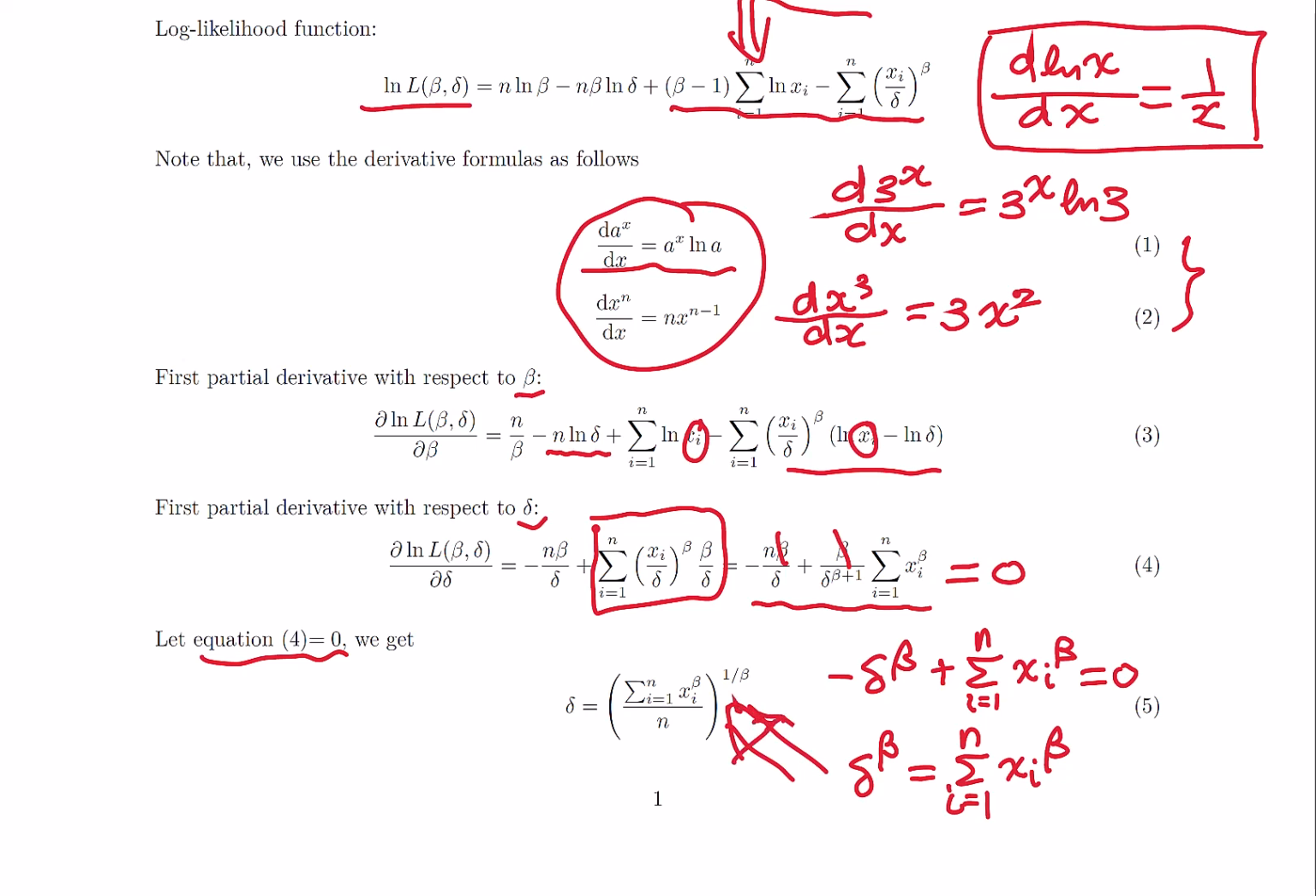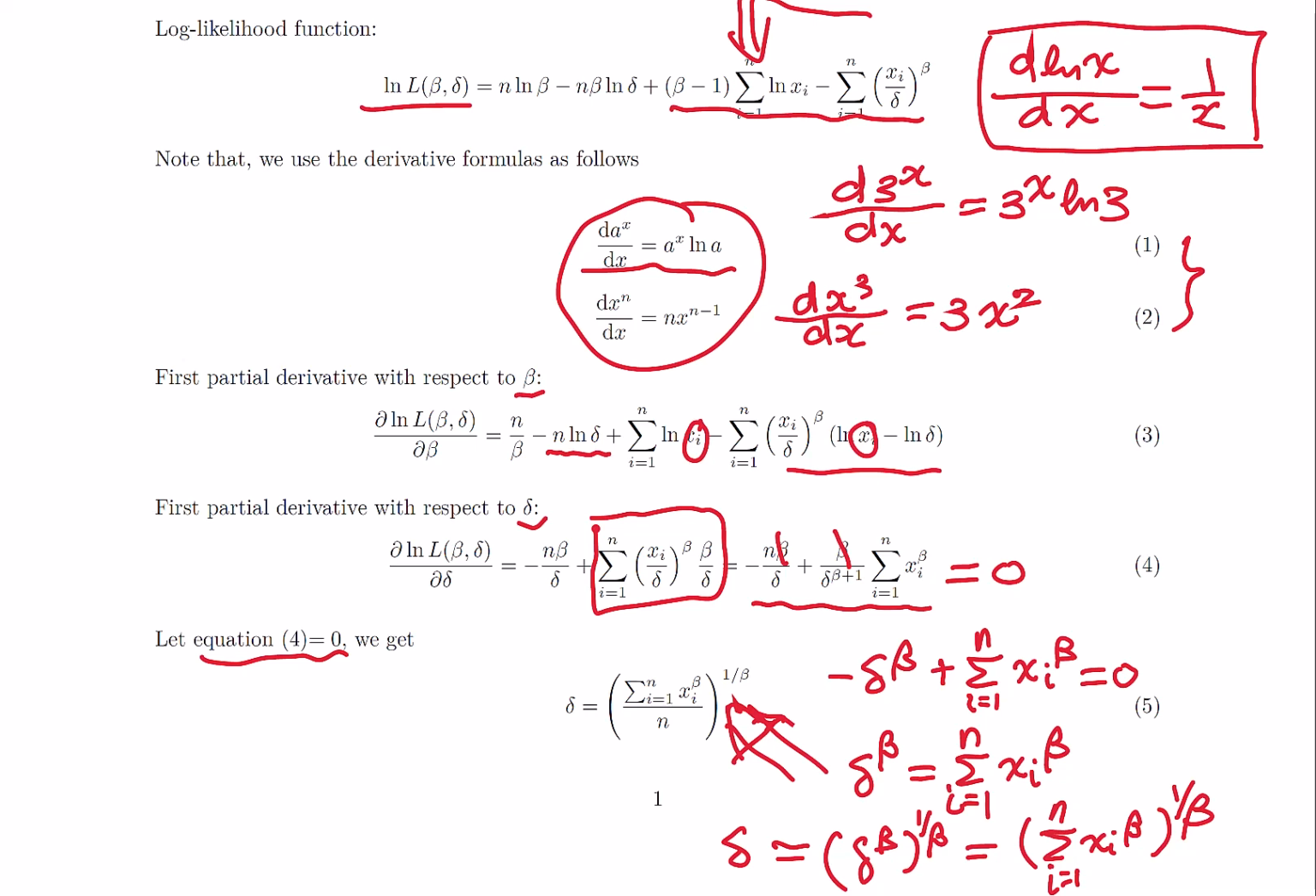Is that correct? We just take the power of 1 over beta, and then here's the same thing. And then that's how you get this. Of course, this is i goes from 1 to n. All right.